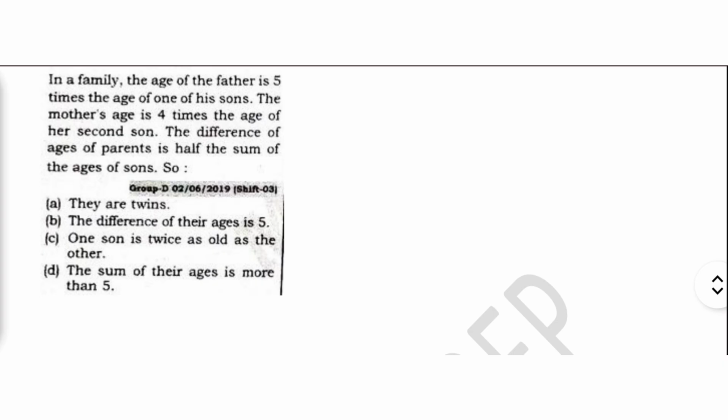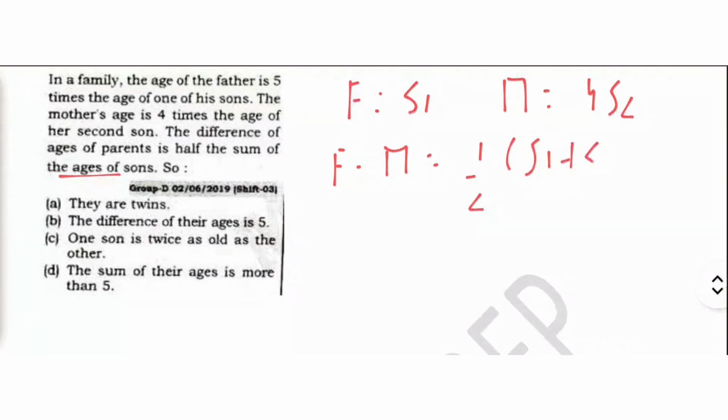In a family, the age of the father is 5 times the age of the son. Okay, the age of the father is 5 times the age of one of his sons, that is S1. The age of the mother is nothing but 4 times her second son. The difference of the age of the parents is half the sum of the age of the sons. Okay, the difference between the age of the parents is nothing but half the age of the sons. F minus M is how much?